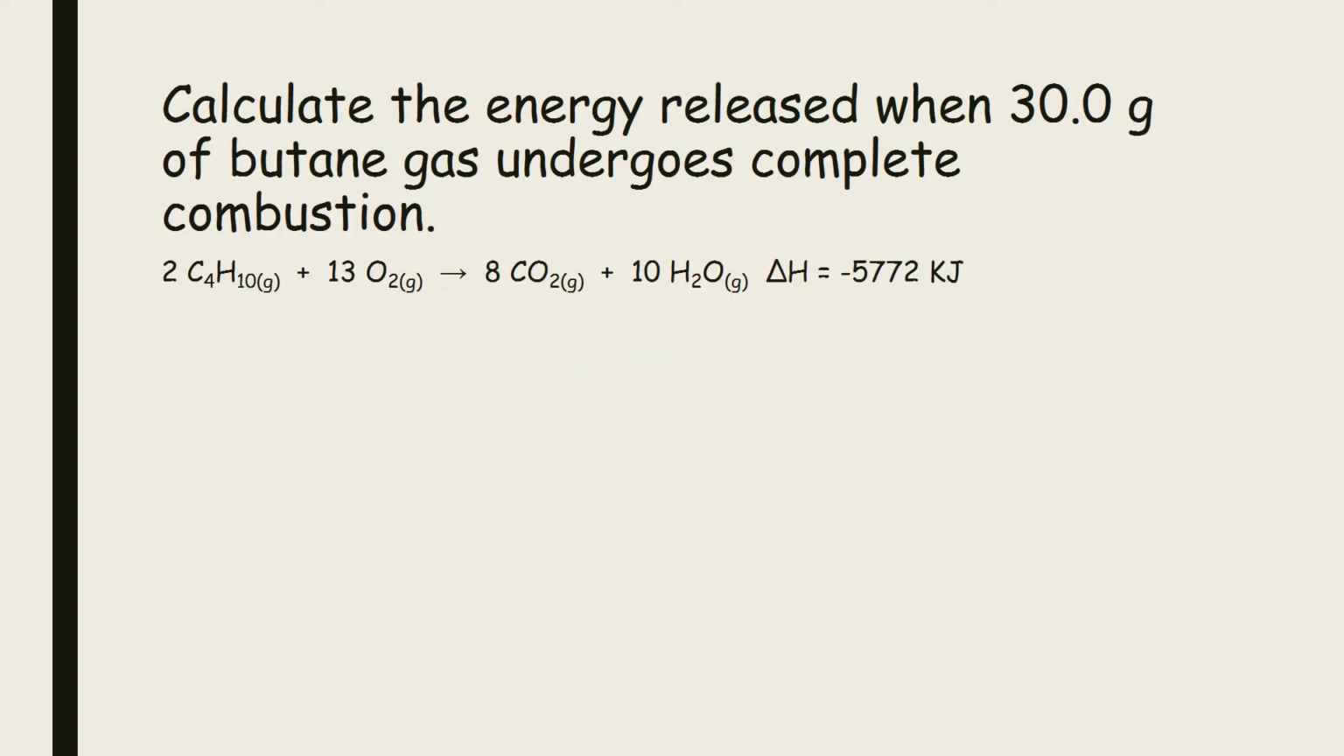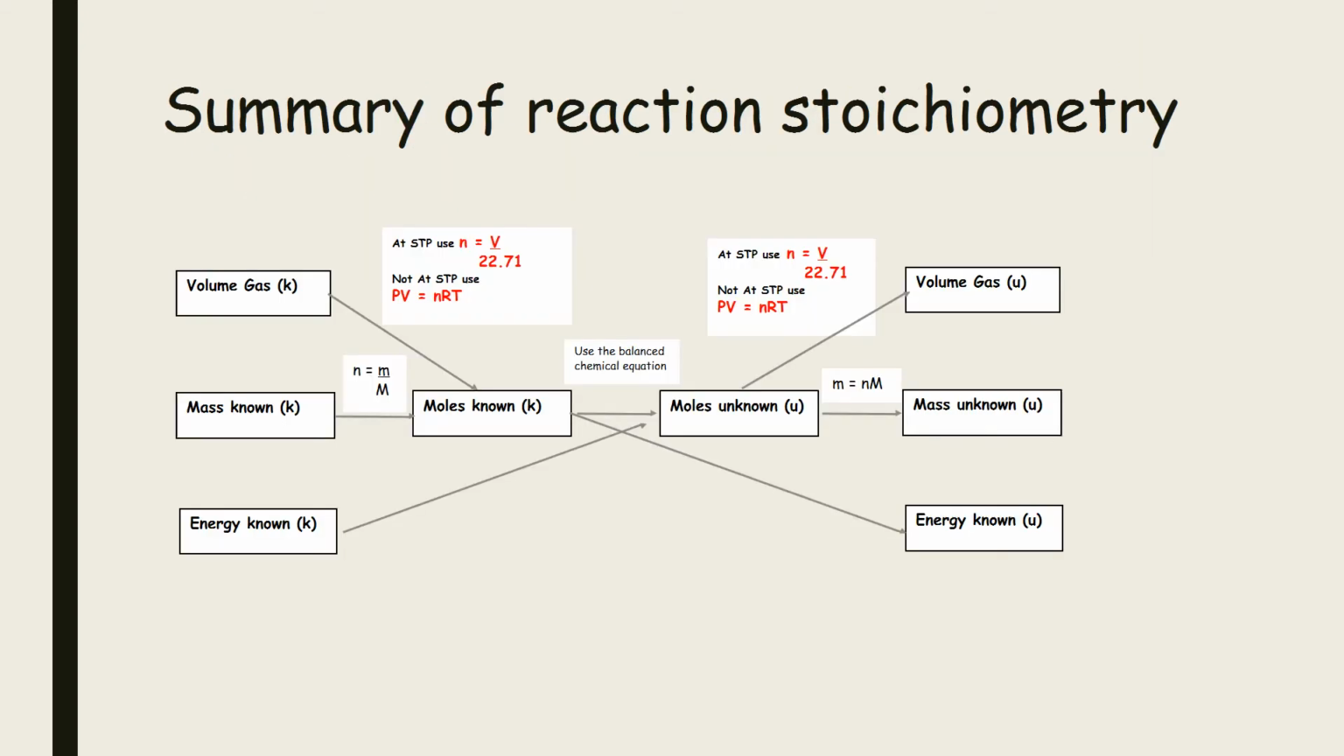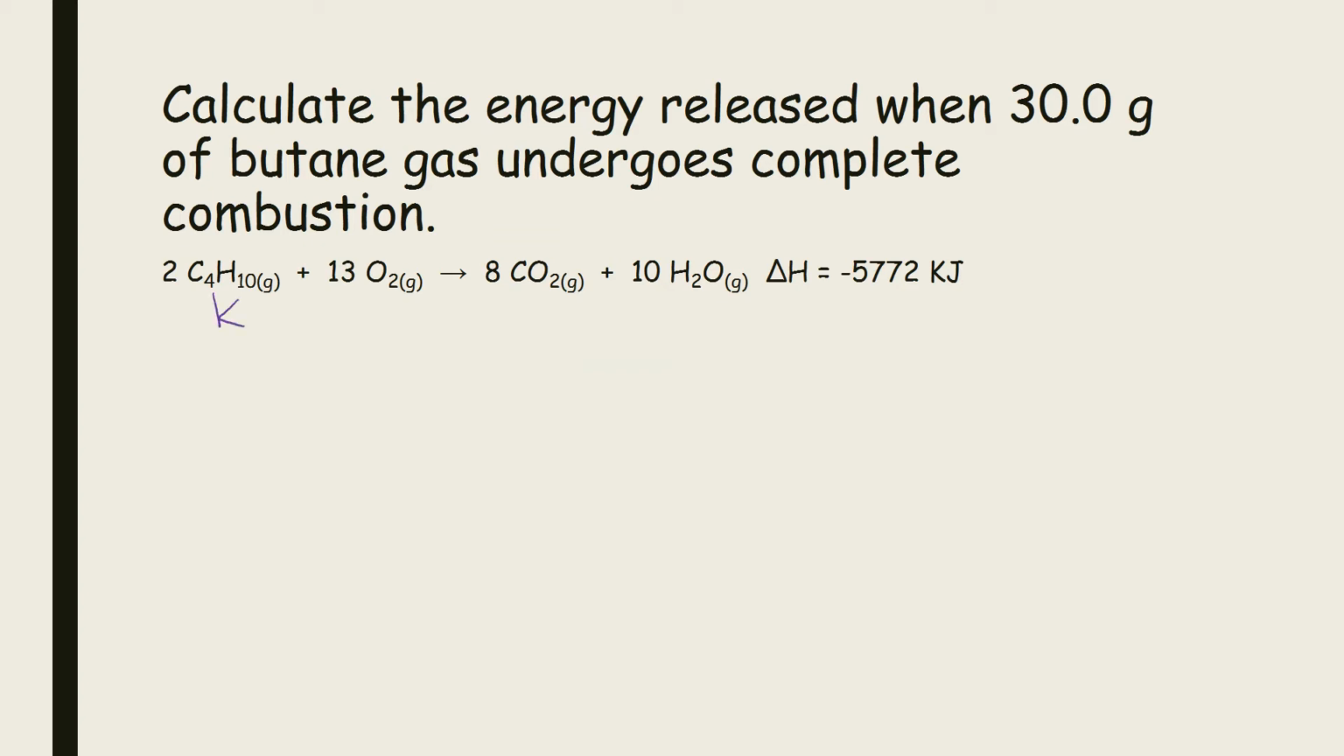Now let's try an example. It says calculate the energy released when 30 grams of butane gas, so that's our known, undergoes complete combustion. So butane is C4H10, so that's our known, and our unknown in this case is the actual energy. So this is where we're starting. We're starting at a mass known, so we're going to have to use number of moles equals mass over formula mass in order to determine the moles. Remembering that butane is our known and this is our unknown.